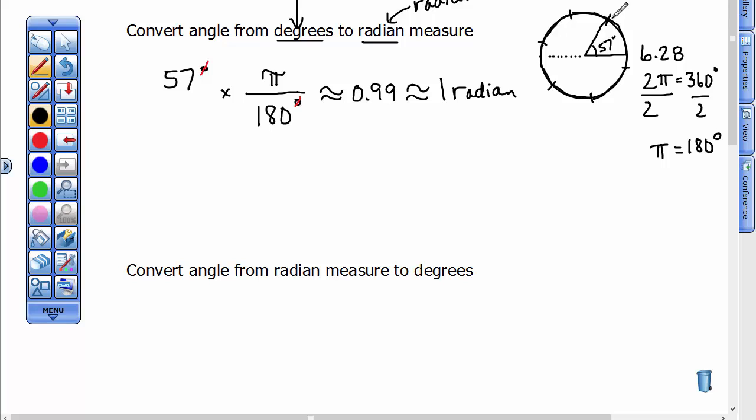So this is like stating the name of an angle. Normally we're used to seeing it in degrees. It's like changing feet to inches, or inches to yards, or meters to yards. It's just a conversion factor. It's a different way to name an angle.